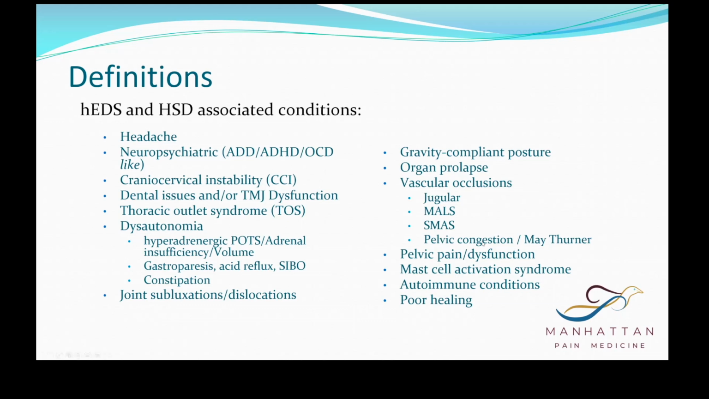And then, of course, pelvic congestion syndrome, which is where blood just pools in the pelvis. May-Thurner is when there's a valve disorder and that causes pelvic congestion. Pelvic pain dysfunction, we know about that. We mentioned mast cell activation syndrome. There are a number of autoimmune conditions that seem to be more prevalent in hypermobility syndromes, and then poor healing.